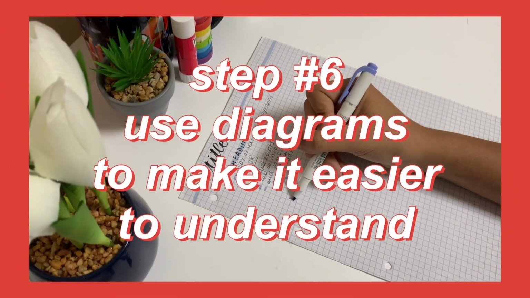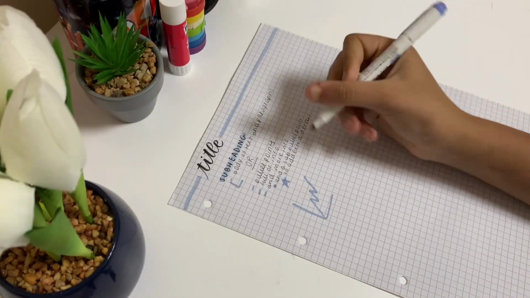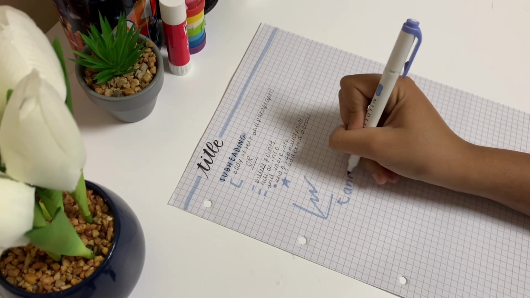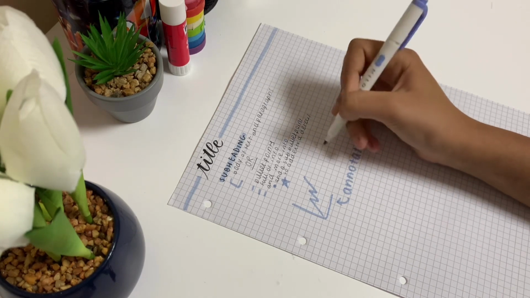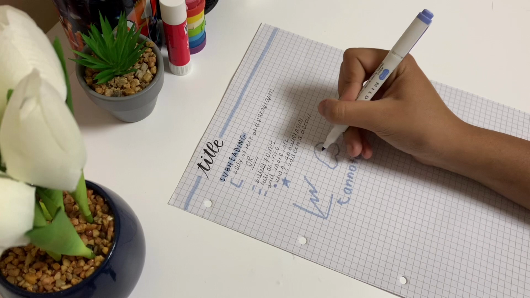Step number 6 is to use diagrams to make everything a little easier for you to understand. This one's especially helpful for visual learners out there, just like me, who learn better with images and diagrams. If you want to know what type of learner you are, I have made a video on it before, so you can go check that out.